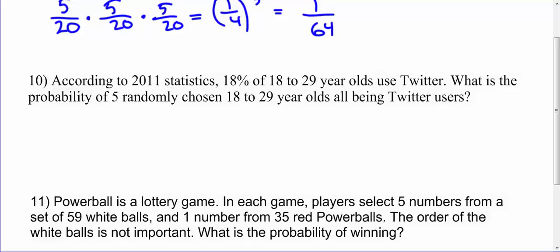What's the probability of 5 randomly chosen people within that group all being Twitter users? Well, the probability of just 1 is 0.18. If I wanted to find the probability of 2, I would have to multiply by 0.18 again, and then 0.18 again for the third and the fourth and the fifth. So really, I could just take 0.18 and raise it to the fifth power.